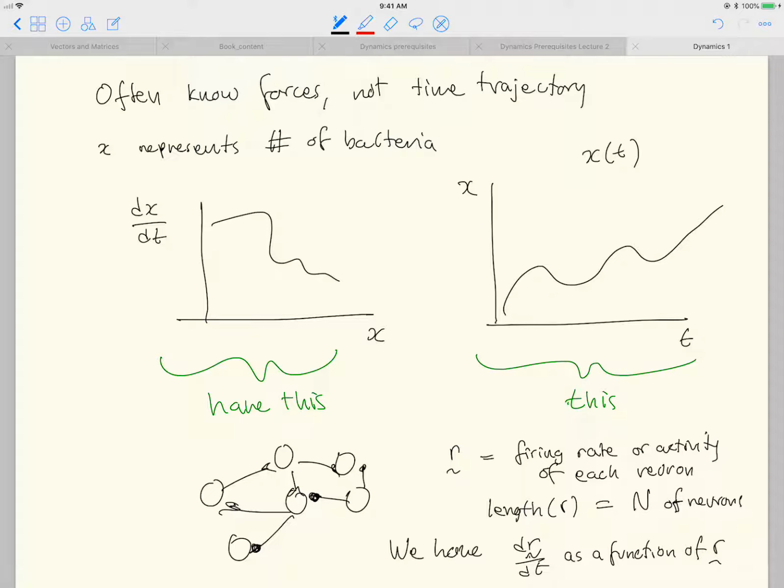You know the current activity, you know what rate of change of the activity that is creating, but we want r as a function of time. We want to be able to say, what does it look like as a function of time? Two days from now, what is going to be the activity of these neurons? These are the kinds of things that we're going to solve. So that's the key problem, going from the left to the right.